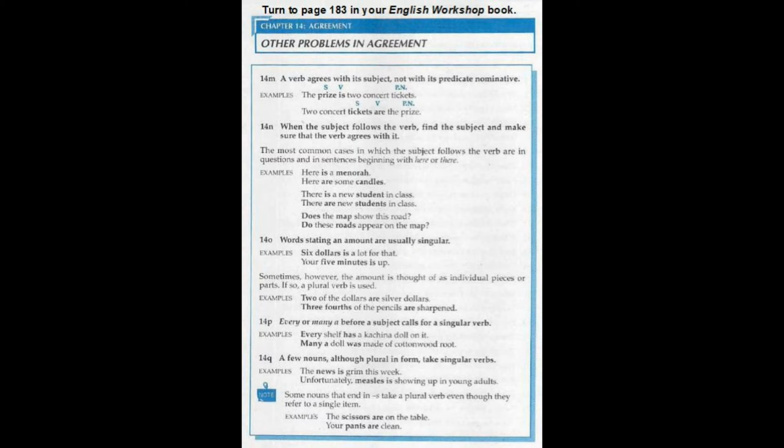Alright, now that you have gotten your highlighter and pen out and have turned to page 183, you see that we're going to talk about other problems in agreement between subject and predicate in your sentence structure. As we begin this process, I'm going to go over some of the rules and examples, and then I'm going to give you a short assignment.